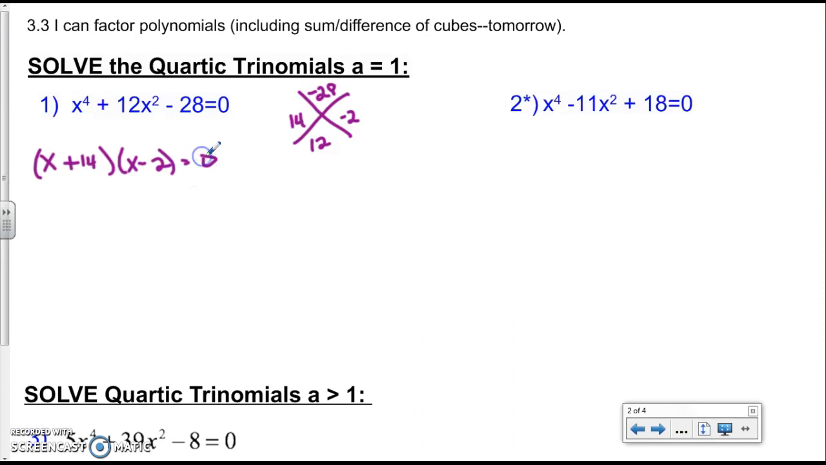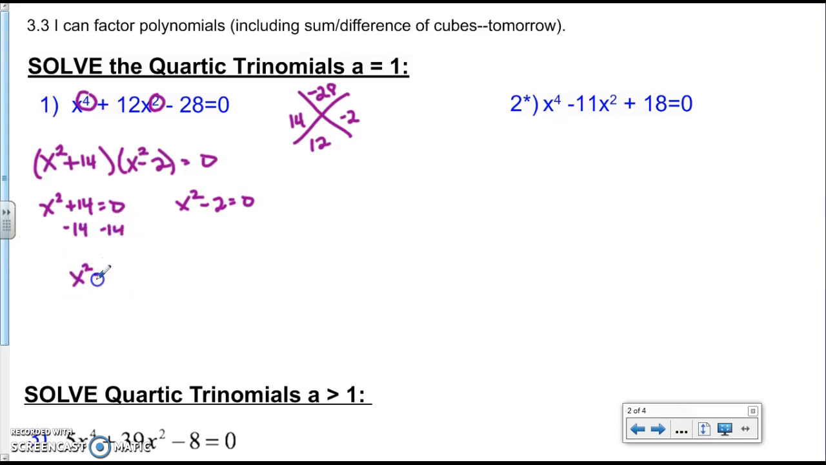Okay. The big difference, though, is those exponents. If I take x to the fourth and split it in half, that means I have x squared there and x squared there. If you don't have your x squareds, it's really going to mess up your answers. So that is the only change. Once I get here, I need to solve. So set each part equal to 0, and then solve it.